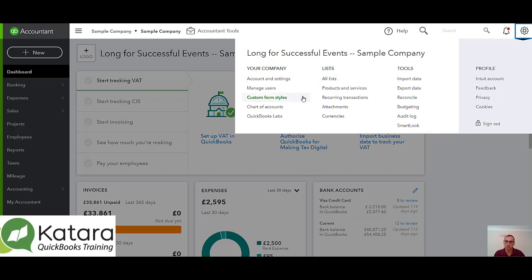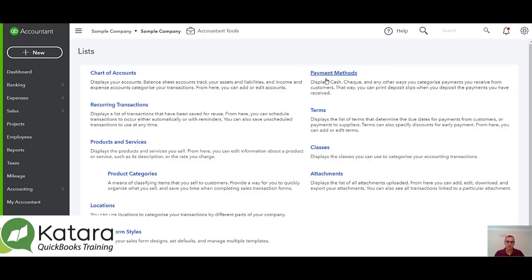So my chart of accounts, products and service, recurring transactions, attachments, currencies, these are all lists in QuickBooks, one click away. But if I go to all lists, we can see the lists as they are set out, and this gives us nice descriptions of what they do.